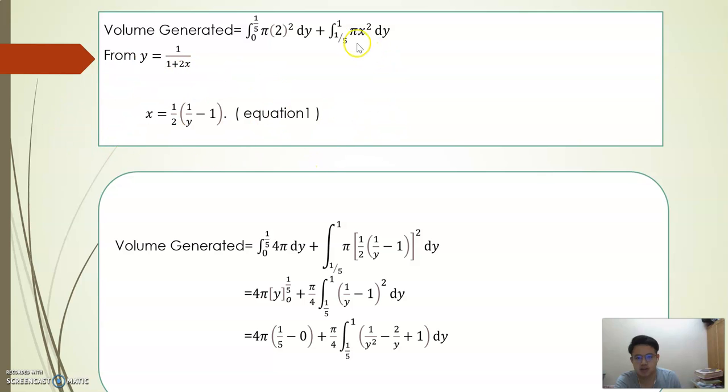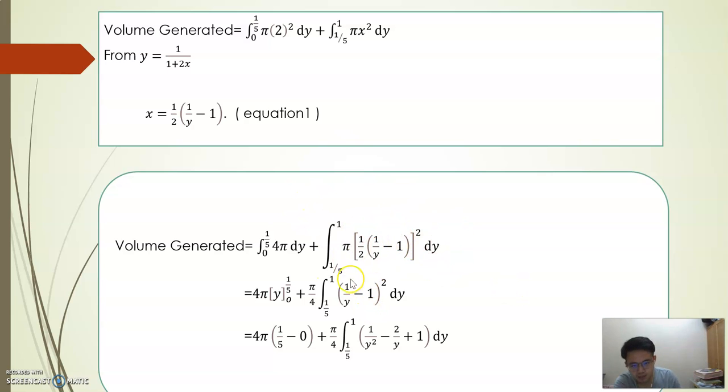So we continue the calculation. The volume of the solid generated is the integral from 0 to 1 over 5 of 4 pi dy, plus the integral from 1 over 5 to 1 of pi x squared dy. We substitute equation 1 here for the value of x. So finally we get 1 over 2 bracket 1 over y minus 1, then we square it, dy.